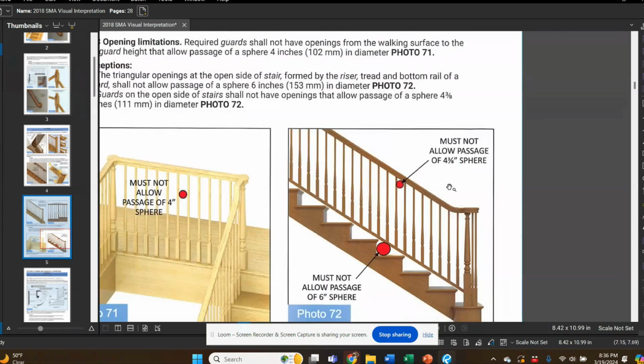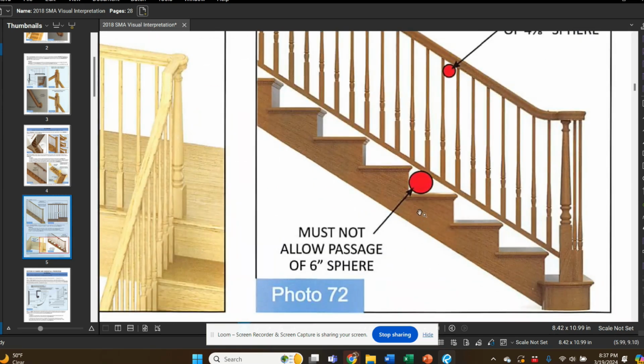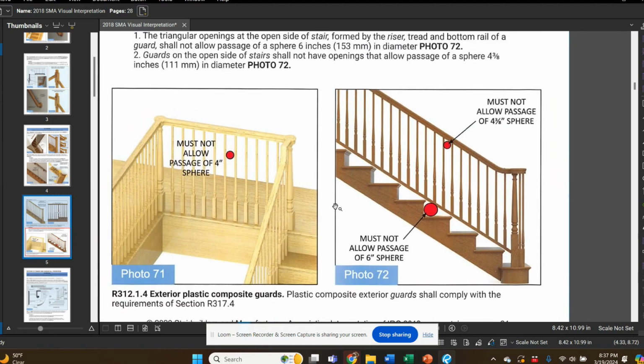Okay. There's also one more exception we can read here. The triangular openings at the open side of a stair formed by the riser, tread, and bottom of a guard shall not allow the passage of a 6-inch sphere. So you can see that here, that 6-inch sphere. So those are some of the opening limitations within guards. You need to remember all 3 of those: 4 inches, 4 3/8, and 6 inches.